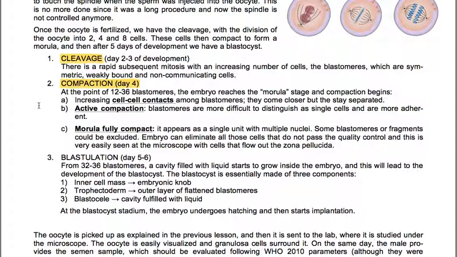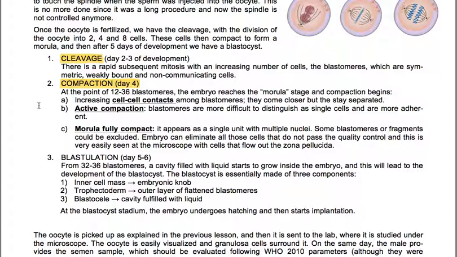We have active compaction. Blastomeres are more difficult to distinguish as single cells and are more adherent, and the morula is fully compact. It appears as a single unit with multiple nuclei. Some blastomeres or fragments could be excluded. Embryo can eliminate all those cells that do not pass the quality control, and this is very easily seen at the microscope with cells that flow out of the zona pellucida.